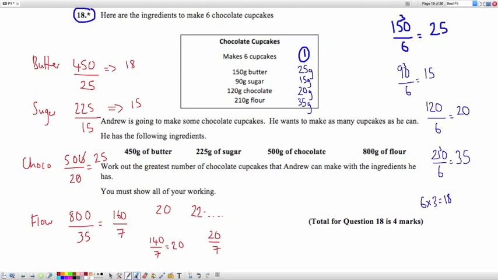Now what's important here is that we compare each one of these. So the butter, he has enough to make 18, sugar 15, chocolate 25 and flour 22 point something. But we have to go with the lowest amount because he only has enough for 15 with the sugar. So this will determine the maximum number of cupcakes he can make will be 15 cupcakes.